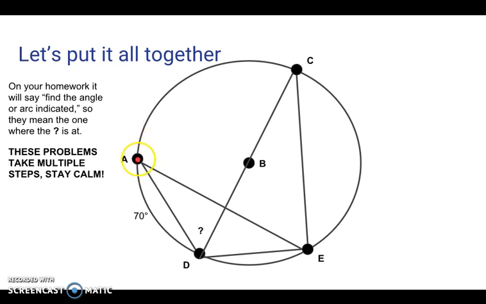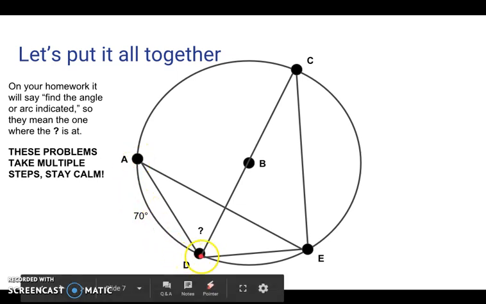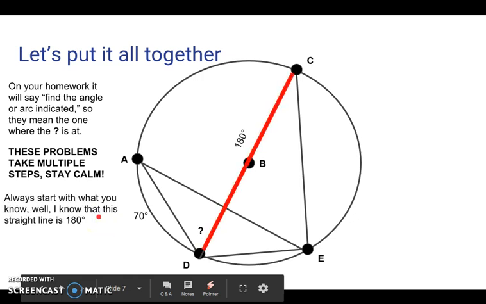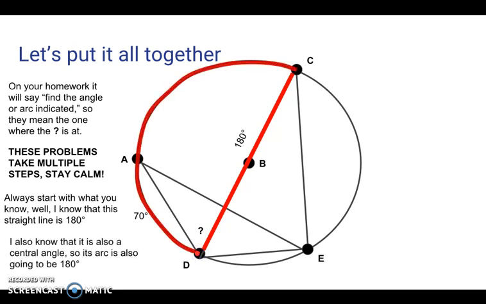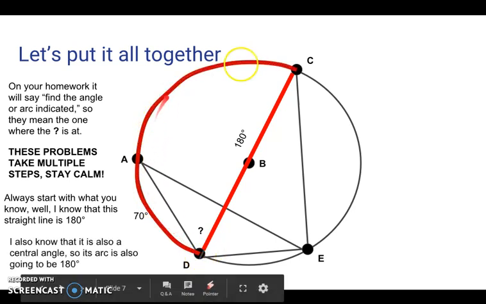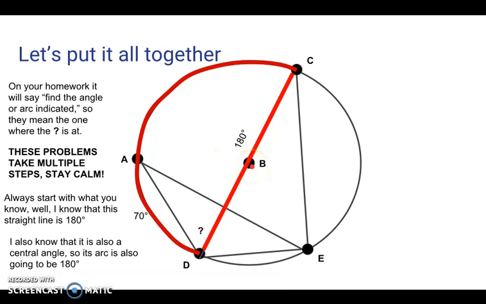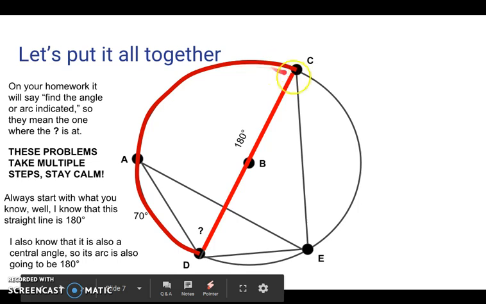So if I just tell you that this arc right here is 70 degrees, and I want you to find this angle, let's see if we can do that, okay? So we're going to start with what we know. I know that this is 180 degrees, right? Because it's a straight line. So, cool, got that down. Then that also means that its arc, because it's going through the center, is a central angle. So I know that its arc is also 180 degrees.